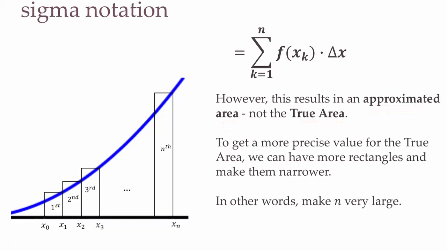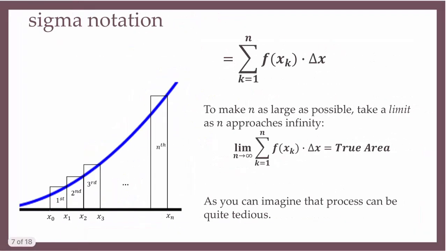So to get a more precise value for the true area, we need to have more rectangles and we need to make them narrower. In other words, we need to make n very large. So you may recall that to make n very large, you can use a limit. So you can do the limit as n approaches infinity of the sum from k equals 1 to n of f of x sub k times delta x, and that will give you the true area. Now, you can imagine that this process can be quite tedious to do the limit of a summation.